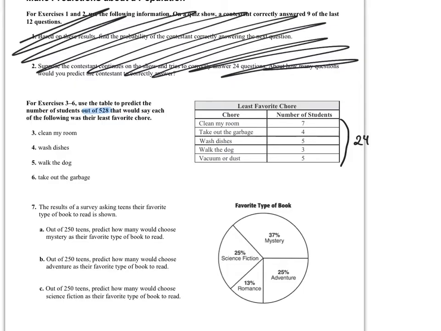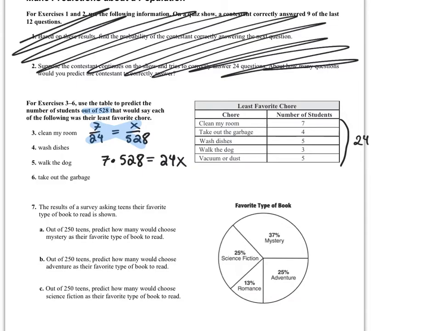survey. So let's compare the number who don't like to clean their room, that's 7, to the total. Okay, so 7 chose cleaning their room out of a total of 24. We want to know how many out of a total of 528 would say that they do not like to clean their room. So here we have a proportion. I am going to use my cross products to solve this proportion, which means that I am going to write an equation. 7 times 528 is equal to 24 times x.